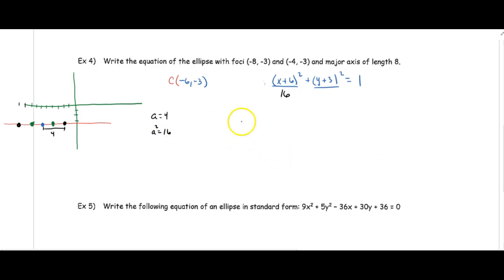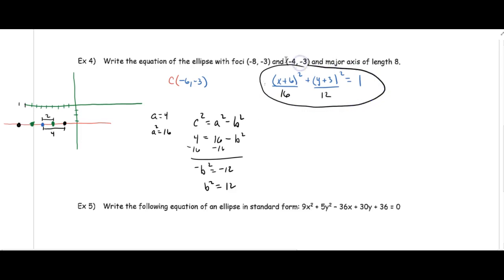Now I have to find b. I'm going to use the equation c squared equals a squared minus b squared. So right away, c squared, what is the distance from the center to the foci? That distance is 2. So c squared is 4 equals, a squared is 16 minus, I don't know, b squared. So I subtract 16. I get negative b squared equals negative 12. So b squared is equal to 12. And here is my equation. Okay?